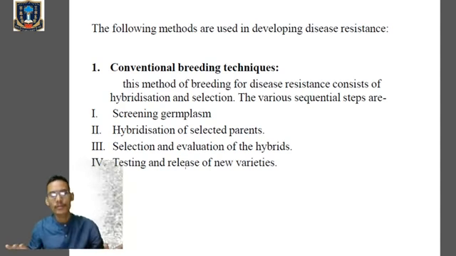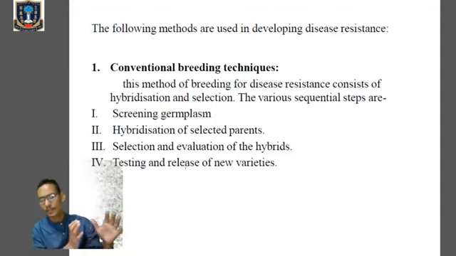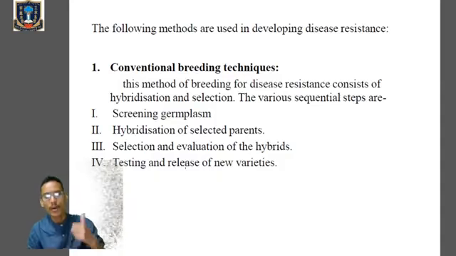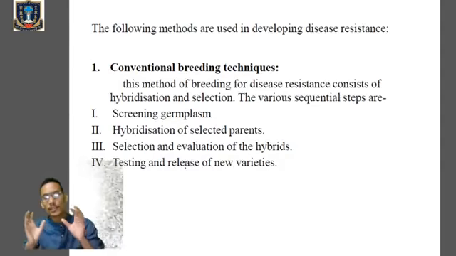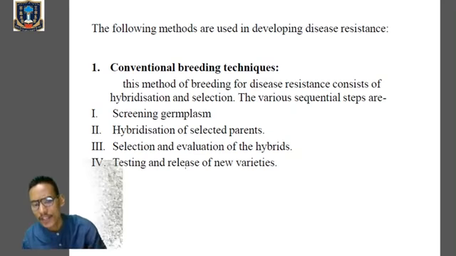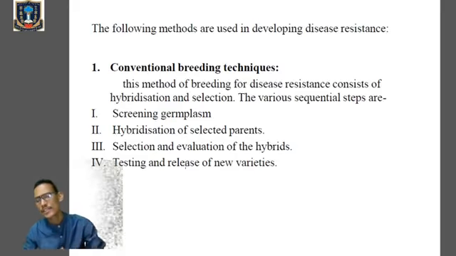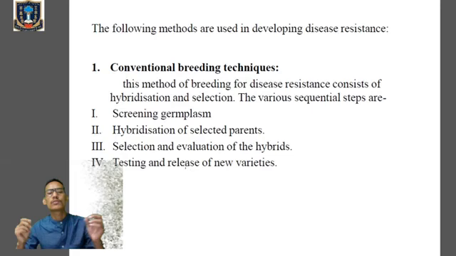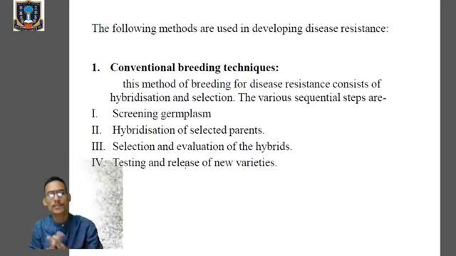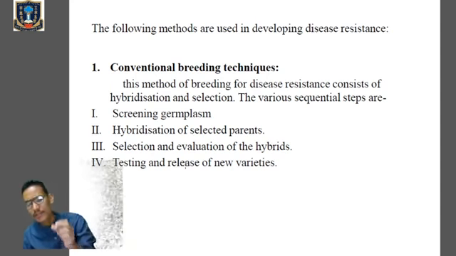This particular topic we have done already in our previous classes. The steps under these conventional breeding techniques are: number one, screening germplasm. You know what germplasm is now, okay? Then number two, hybridization of selected parents. We have done hybridization already. Number three is selection and evaluation of the hybrids, followed by testing and release of new varieties. So these are the steps under conventional breeding techniques by which we can develop disease resistant crops.